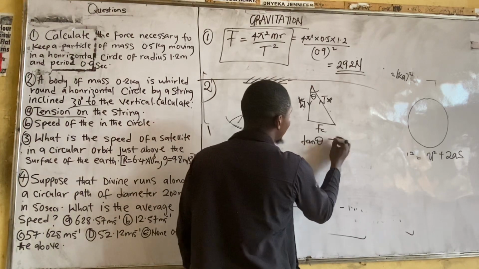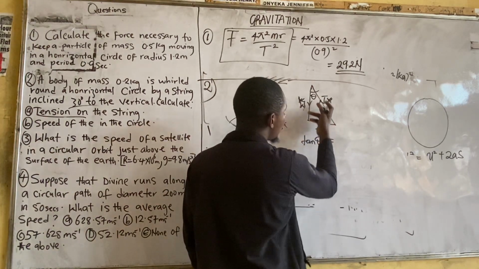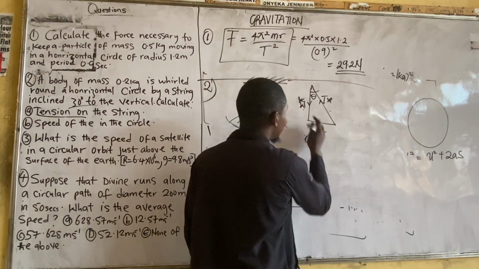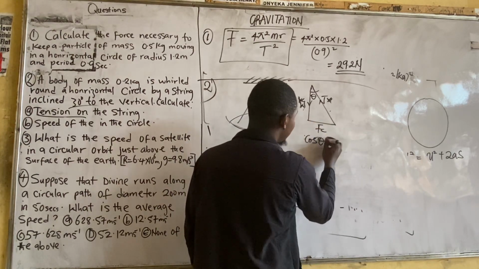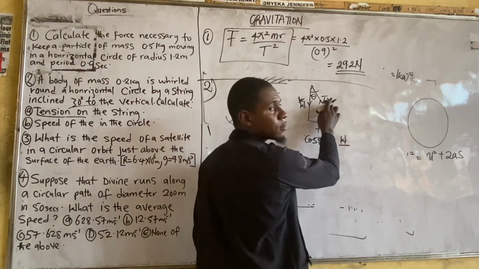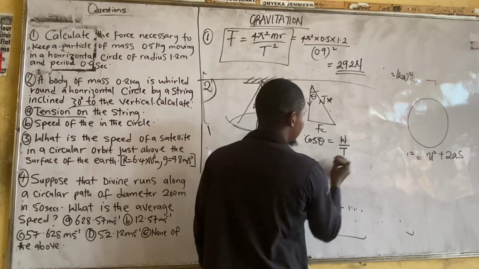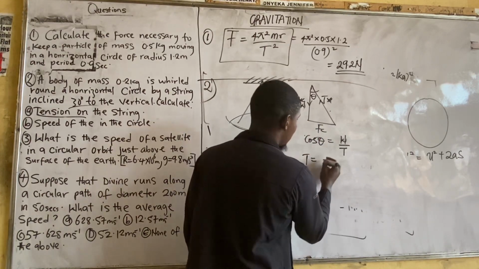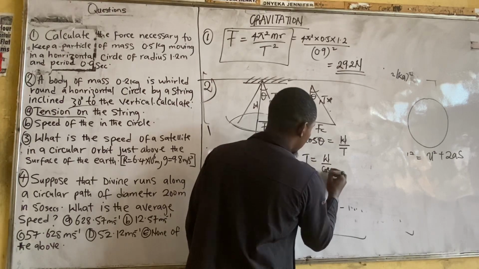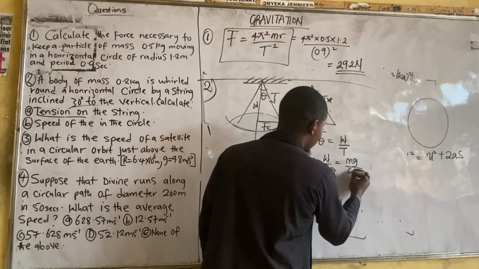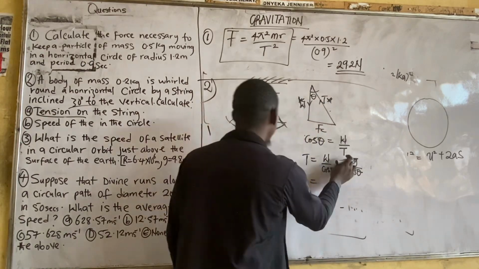Tan theta will be equal to opposite over adjacent, the centripetal force over the weight. Then if I take cos, that is adjacent over hypotenuse. Cos theta is adjacent, the weight, over hypotenuse, the tension. In essence, we are looking for tension. Tension becomes weight over cos theta, and you know that the weight is mg, so tension is mg over cos theta.